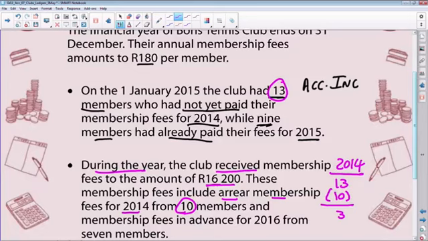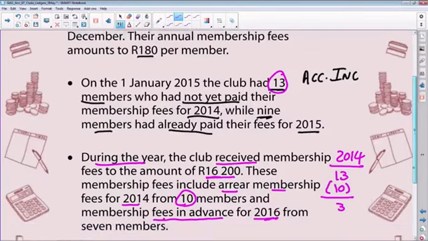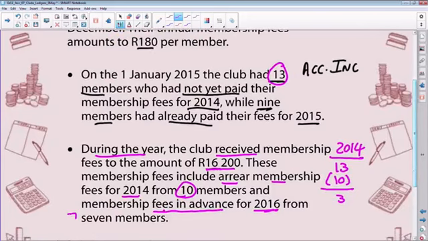And membership fees received in advance for 2016 from 7 members. So we've got membership fees in advance from 7 members. Just write that down. So this bit of information, if I had to break down the 16,200 Rand, let's just write this down for you guys because this is important. I've got a total of 16,200, but I could break this down as follows. Okay, so I could break it down into 2014, 2015, as well as 2016.